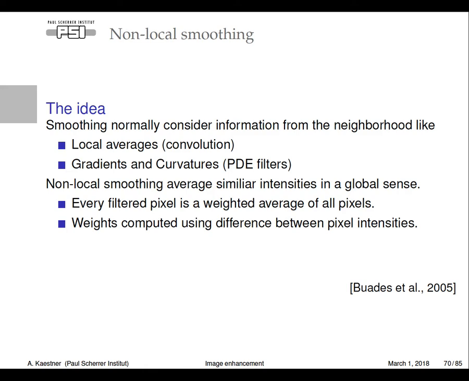And another one which came a little bit later is the non-local smoothing. And that's a very interesting approach. It's computing the average in a global sense. So every pixel is averaged together with all the other pixels which have similar neighborhoods. And that makes it very powerful. You can do a very good filtering effect with this kind of filter.